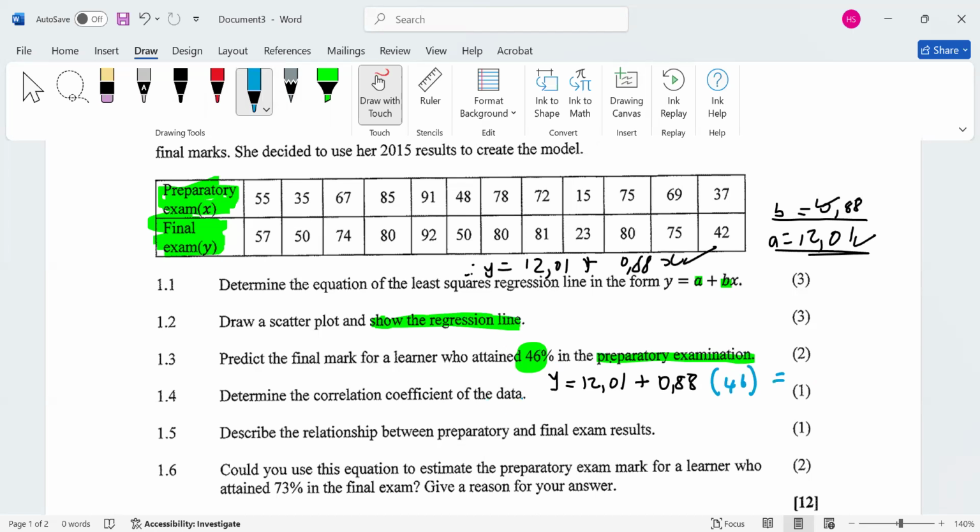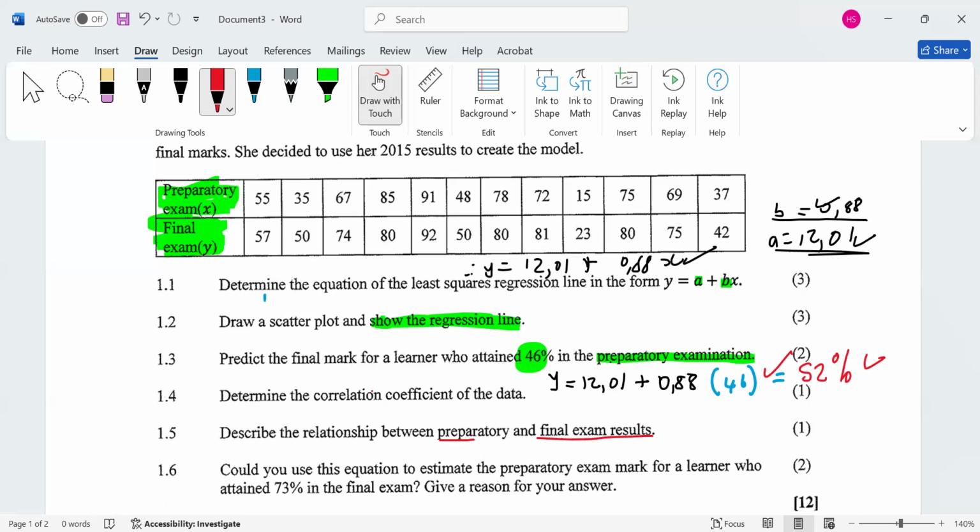We get 52,49. So it's 52%. I'm going to tell them we have 52,49 percent, and if we round it off, we're going to have 52%. Here they gave us 1 mark for substitution and 1 mark for the final answer. And then they say, describe the relationship between the preparatory examination and the final examination.